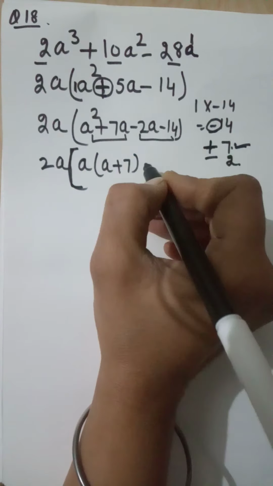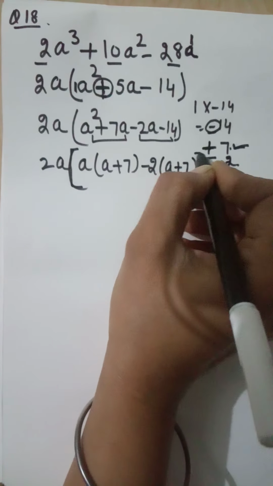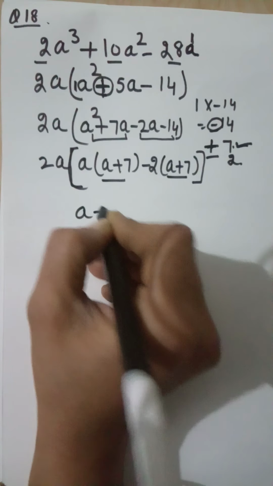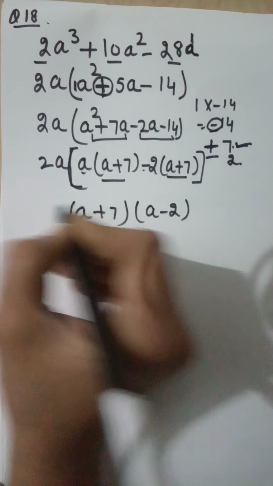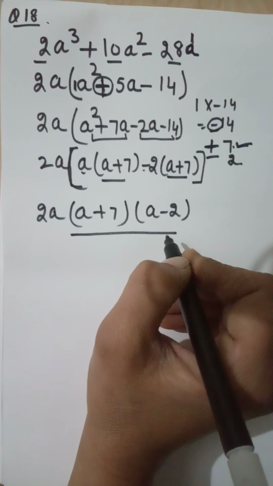From here minus 2 is common, what is left? a plus 7, 2 7s are 14. Now a plus 7 is common, what is left? a minus 2, and here is 2a. This is the answer of the question.